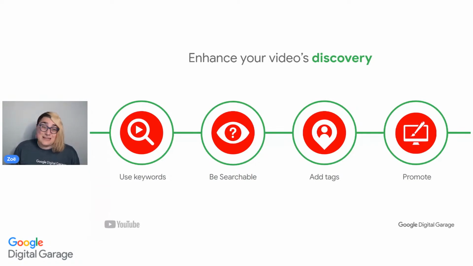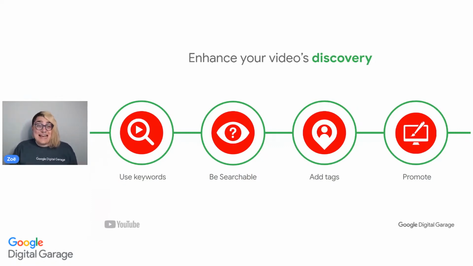Well, first of all, you need to think about the keywords. What are people going to be searching for in order to find a video like yours? Try and make sure your titles are searchable. If you've got a recipe for spaghetti bolognese, your video should be titled something like spaghetti bolognese recipe rather than my favorite pasta, because people aren't going to be searching for the phrase my favorite pasta. They're going to be searching for spaghetti bolognese recipe if that's what they want to cook.